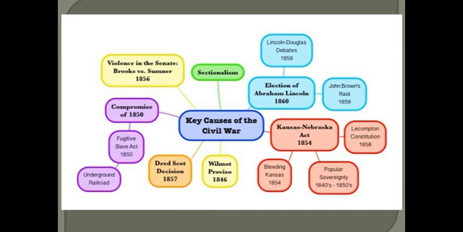Now I'm going to leave you with this chart. We've talked about the Dred Scott decision. We've talked about John Brown's raid. We've talked about sectionalism. In the next PowerPoint, we're going to discuss the election of Abraham Lincoln. We're going to discuss the Compromise of 1850 and the Kansas-Nebraska Act, in addition to the Brooks versus Sumner battle.